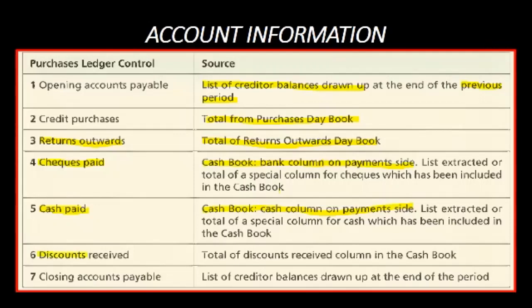Discount received. All right, we know the discount received column in the cash book is on the credit side. We just total it and we put it in the control account.